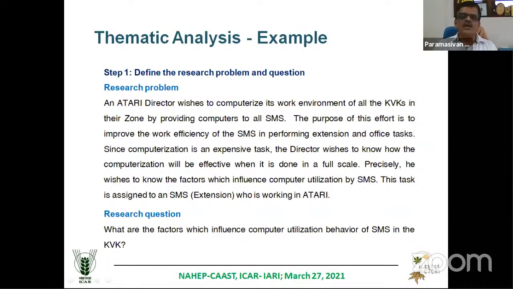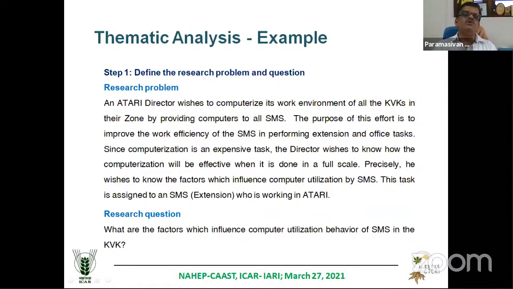But before doing it, you can go for a qualitative analysis to understand what the different factors are which influence the computer utilization behavior of the SMS when it is given in the office or at home. Because home computer experience we can also take into account. In all KVKs, I am not sure now everybody has a personal computer, but some people may not have a computer, and those people may be using a computer at their home.